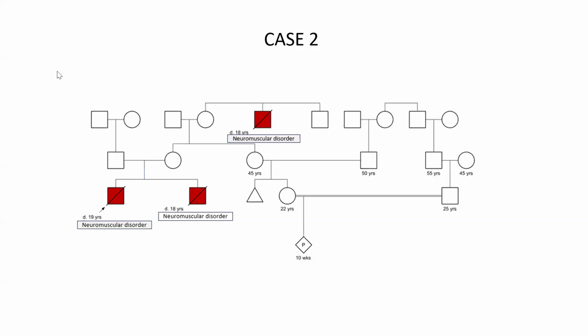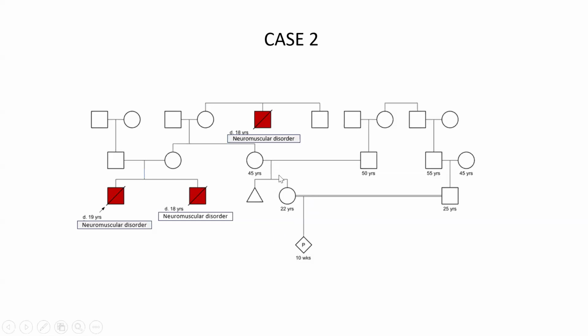So this is the final pedigree drawn with the help of the Invite app. As we can see in this pedigree, the couple, 22 years and 25 years old, are married fourth degree consanguineous. They are second cousins and they are 10 weeks pregnant now.